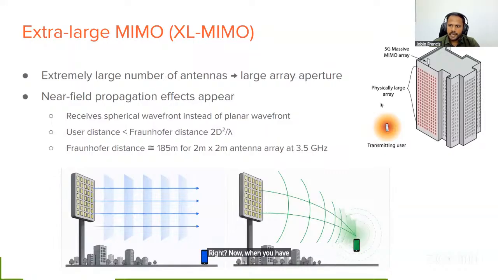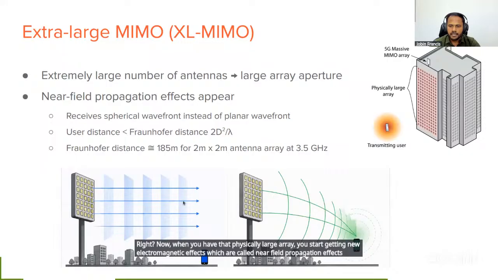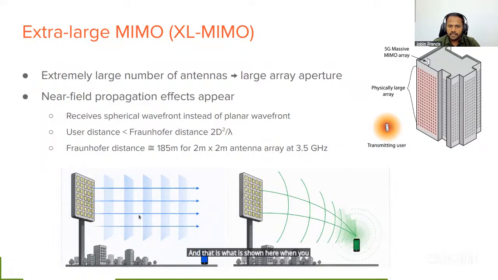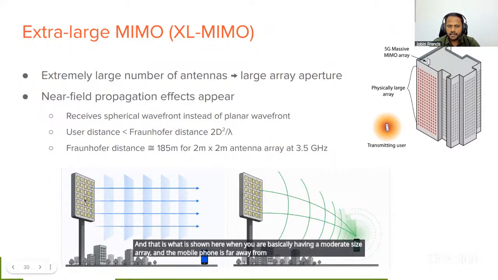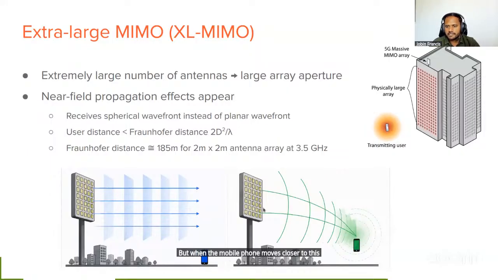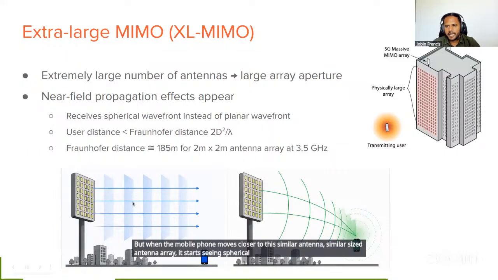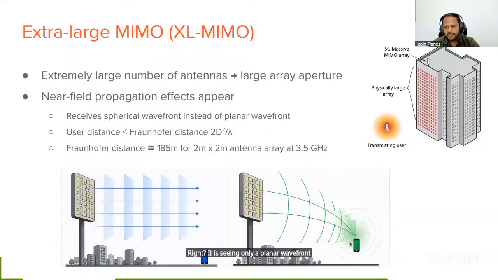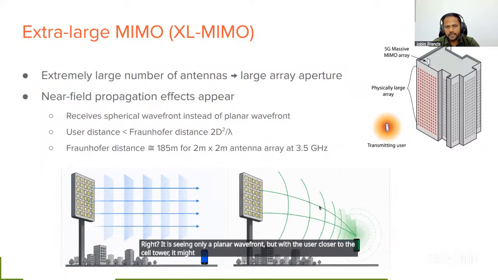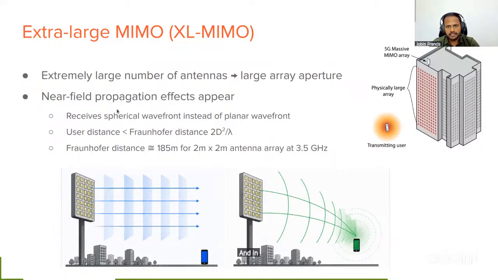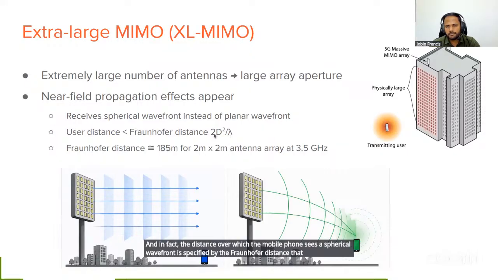Now, when you have that physically large array, you start getting new electromagnetic effects, which are called near field propagation effects. That is what is shown here. When you have a moderate size array and the mobile phone is far away from this array of antennas, it experiences a planar wavefront. But when the mobile phone moves closer to this similar sized antenna array, it starts seeing a spherical wavefront. So ideally there is a curvature for the wavefront, but since the blue user is far away from this cell tower, it sees only a planar wavefront, while a user closer to the cell tower might see this spherical wavefront. In fact, the distance over which the mobile phone sees a spherical wavefront is specified by the Fraunhofer distance, that is 2d squared by lambda, where d is the array aperture.